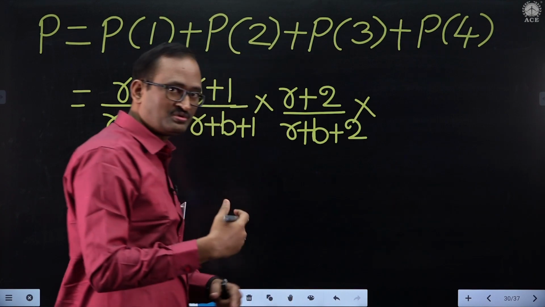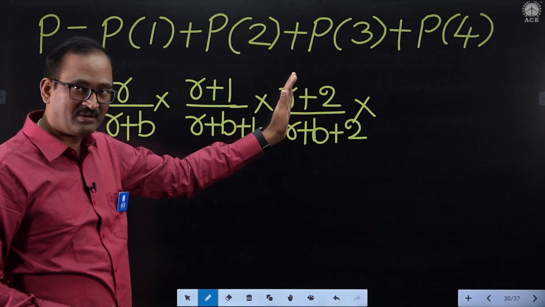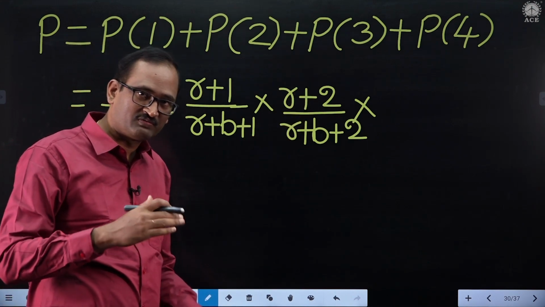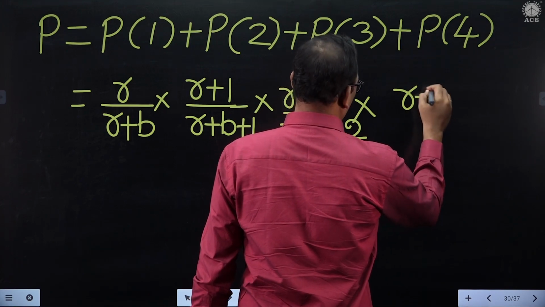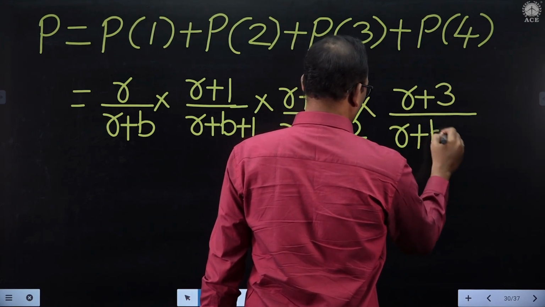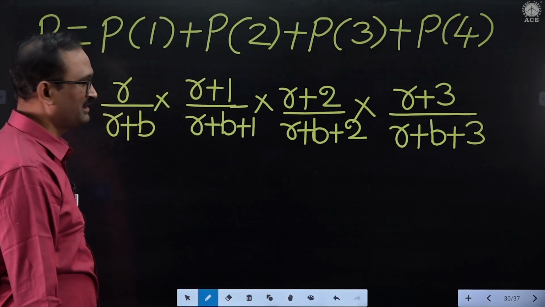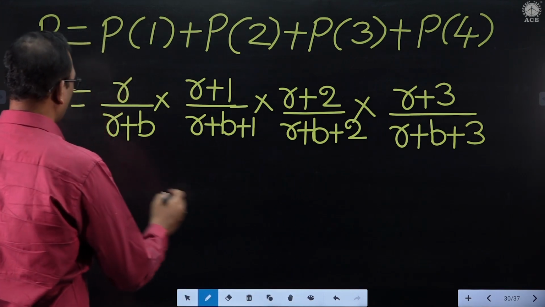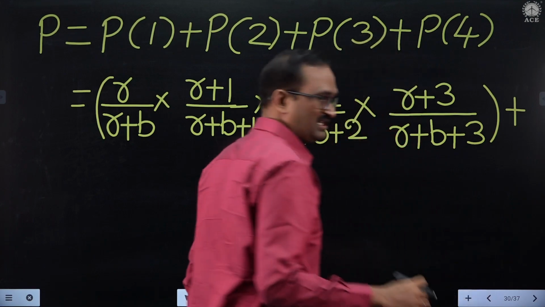Now before going to select the fourth red ball, this third drawn red ball must be replaced along with one more red ball. The total number of red balls will now be R plus 3, and the total number of balls will be R plus B plus 3. The same story will be repeated in the remaining cases as well. So this is one case, plus the second case.